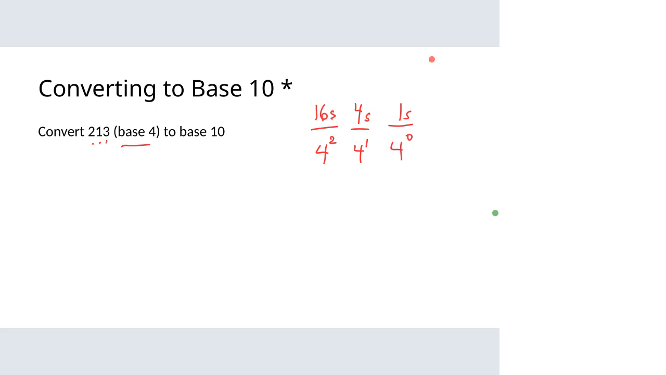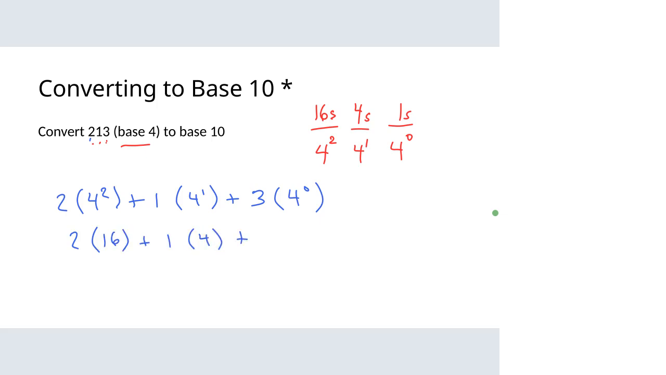And then when I go to write this down, I have 2 4 to the seconds plus 1 4 to the first plus 3 4 to the 0. Or I have 2 16s plus 1 4 plus 3 1s. And that's because our place value positions are 1s, 4s, 16s. So I have 2 16s, 1 4, and 3 1s. That's what that number represents.